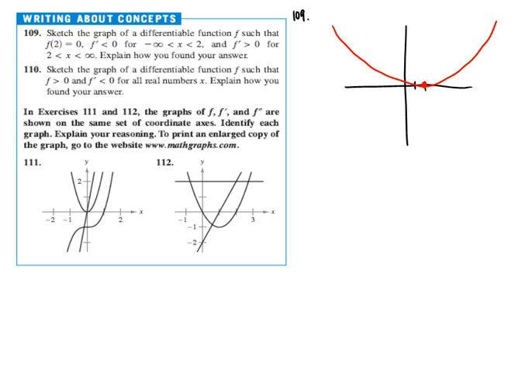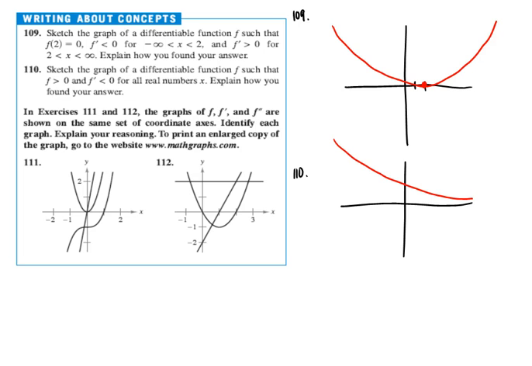For problem 110, we want to sketch the graph of a differentiable function f such that f is positive and f prime is negative for all real numbers. So what might that look like? If f is positive, that means the whole function has to be above the x-axis. Second of all, if the derivative is negative, it means that everywhere the slopes have to be negative. And so an example of that might be this type of a curve. You can see everywhere along the curve the slopes are negative, but nowhere does the curve cross the x-axis.